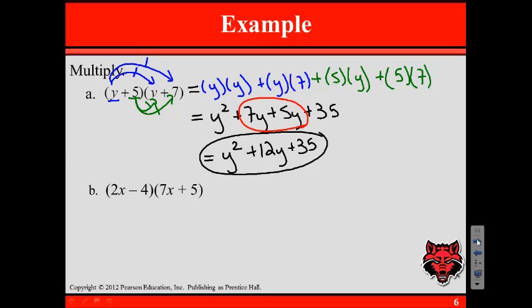Let's go through a similar process with the next example. So we take the first term in the first polynomial, which is 2x. We multiply it to each term in the second polynomial. We then go to the second term in the first polynomial, which is negative 4. We will attach that minus sign to the 4, so negative 4, which will multiply to each term in the second polynomial.